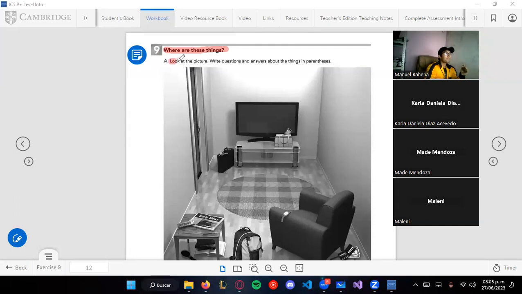Dice, look at the picture. What does that mean? Look at the picture. ¿Qué será eso? Look at the picture. La imagen. Observa la imagen. Write questions and answers about the things in parentheses. Los que están en el paréntesis.